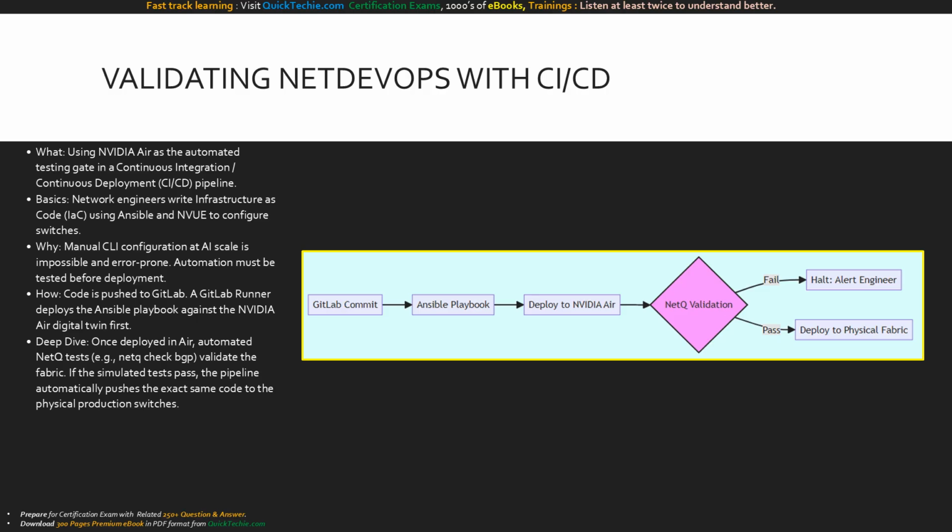Automation is mandatory, but pushing untested automation is dangerous. How do we stay safe? When an engineer commits code to GitLab, a pipeline triggers. It points Ansible at the NVIDIA Air digital twin and deploys the config there first.